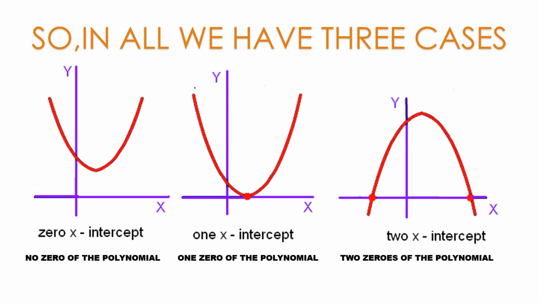In the first graph, the graph doesn't touch the x-axis. It has 0 x-intercepts, so the polynomial doesn't have a zero. In the second graph, we have only one x-intercept, so the polynomial has only one zero. Similarly, in the third graph, we have two x-intercepts, so the polynomial has two zeros.